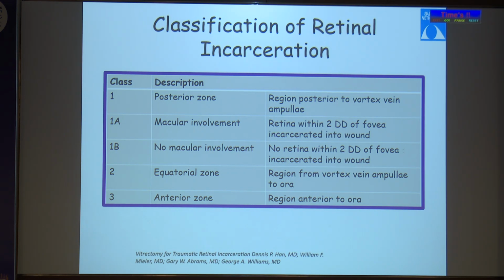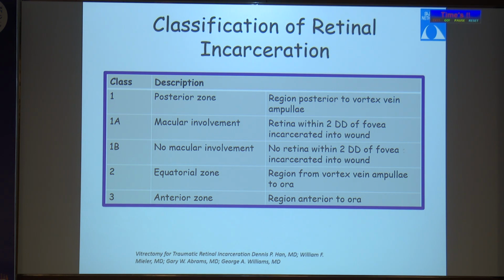Class 1 is anything in the posterior zone. Posterior zone means the region posterior to the vortex vein ampulla. 1A means macular involvement, which means you have an incarcerated wound within 2 disc diameters of the fovea. 1B is no macular involvement, which means it spares the central 2 disc diameters.